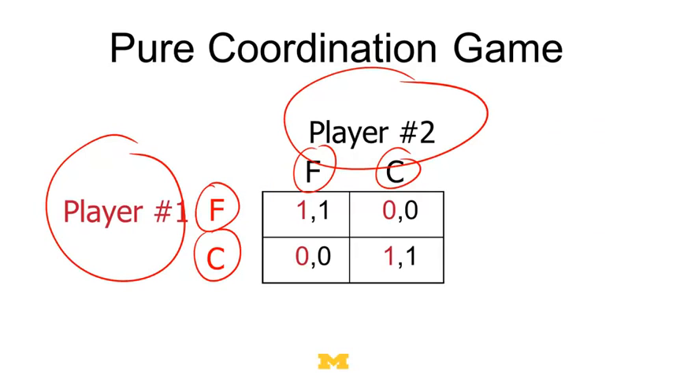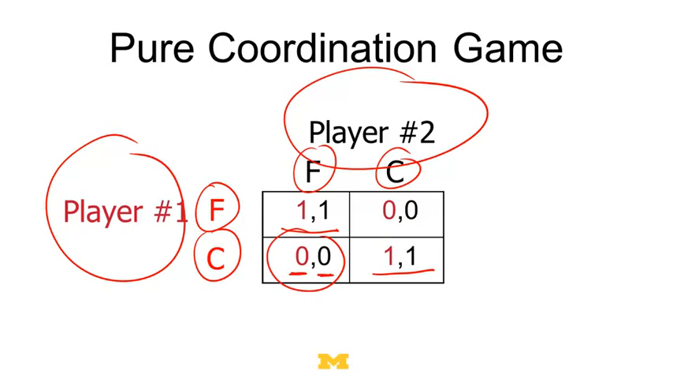If they both put their ketchup in the fridge, both get a payoff of 1. If they both put their ketchup in the cupboard, both also get a payoff of 1. But if one of them, player 1, puts it in the cupboard, and the other one puts it in the fridge, then we're down in this box, and player 1 gets 0, and player 2 gets 0.